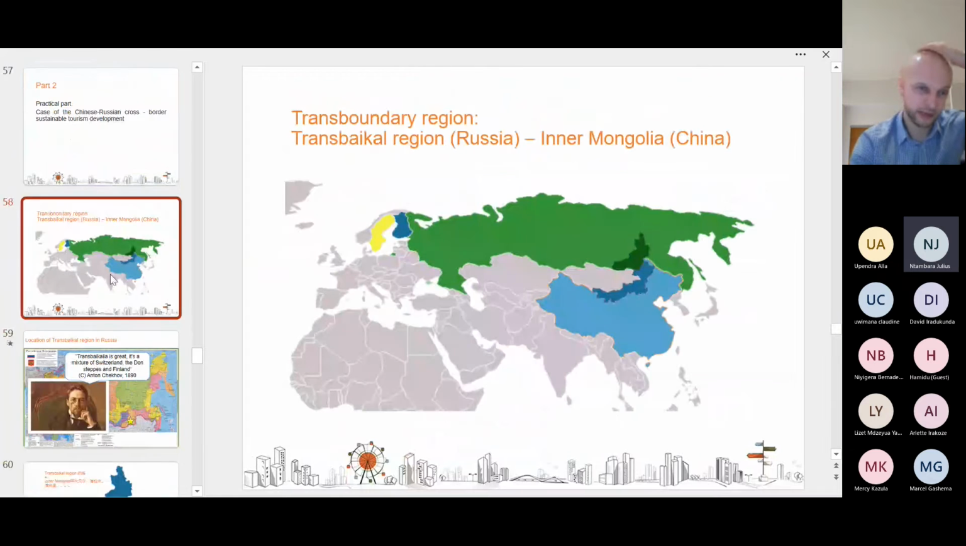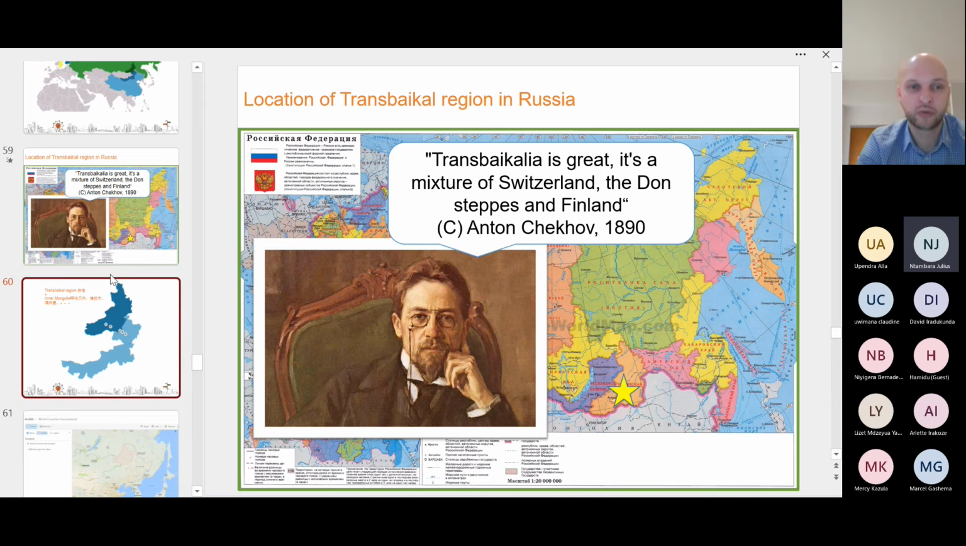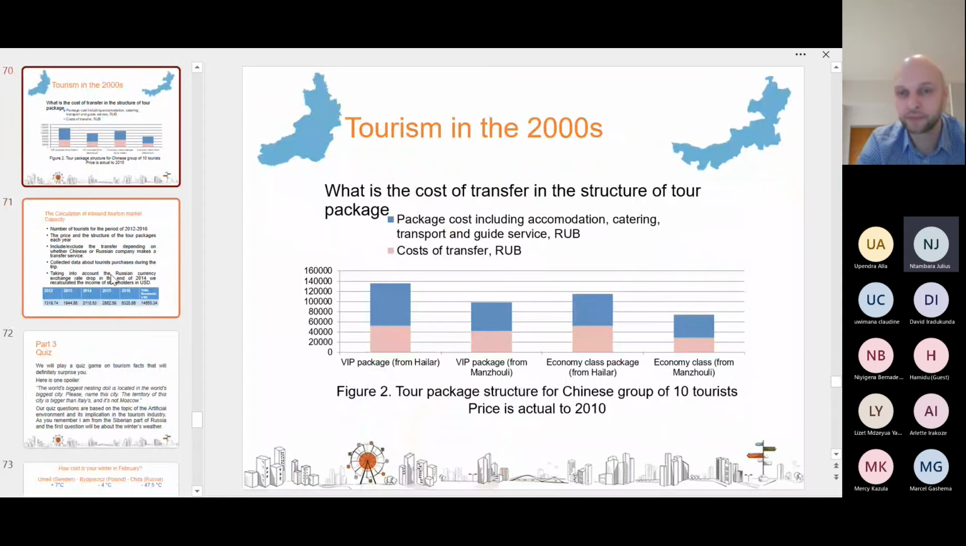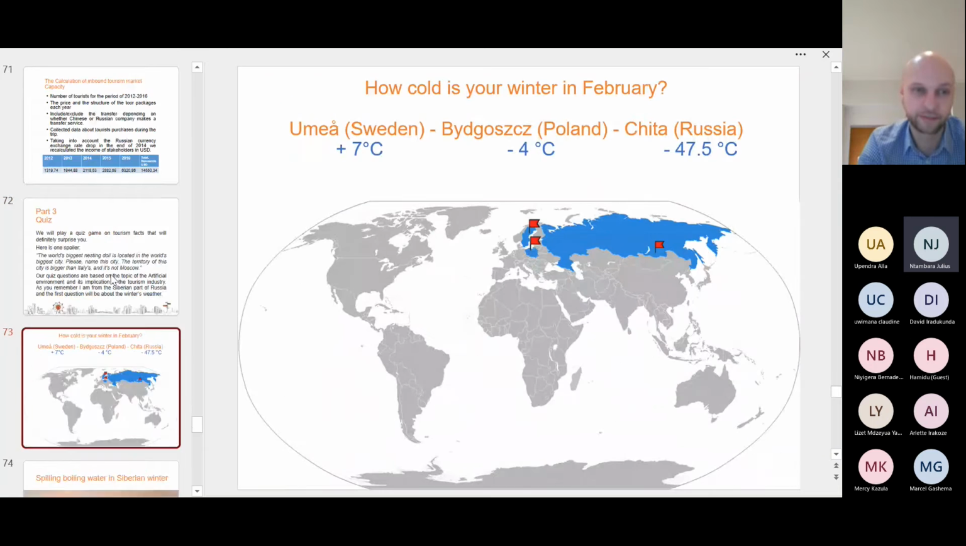The second part was about a case study of the Chinese-Russian cross-border tourism development. Here I just provided descriptive information, but I think one of the most important things was that we got the tools to measure the economic impact made to the region by developing the tourism industry. So these calculations are precise and accurate.